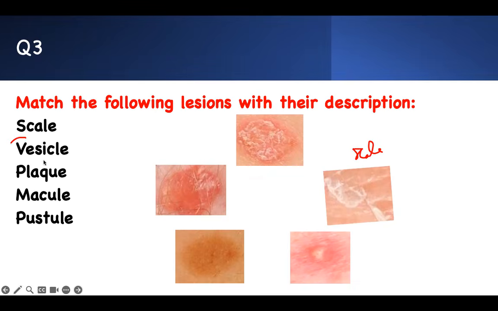A vesicle is something that is fluid filled. Which one is fluid filled? You can see this is a vesicle. A plaque has scales on top of it, but it looks like a plateau.